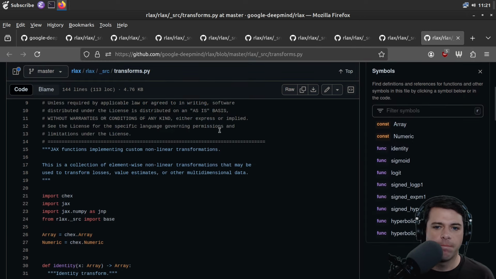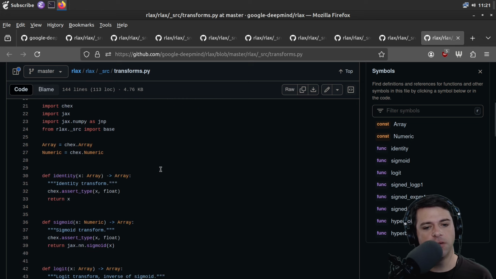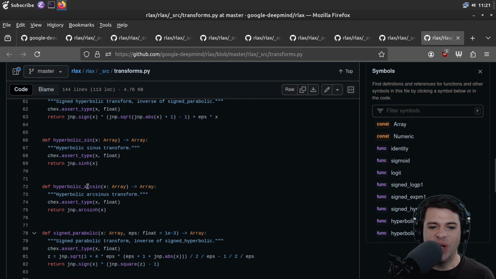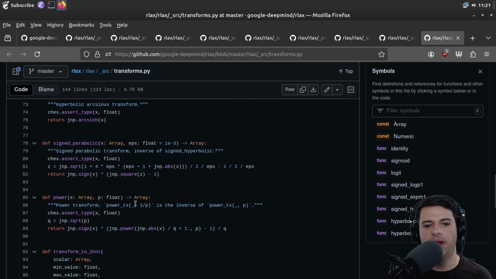Transforms. So these are custom nonlinear transformations. This is a collection of element-wise nonlinear transformations that may be used to transform losses, value estimates, or other multidimensional data. So this is things like sigmoid, logit, hyperbolic arcsine, sinh, power transform, power tx. I don't know what this underscore is doing here. Of anything, 1 over P is the inverse of power. Okay.